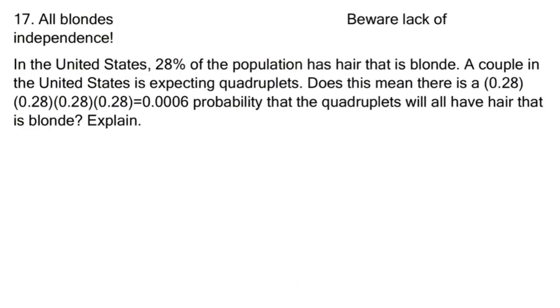One more. This is just a conceptual question, a good one to pause and read, and basically you're just saying yes or no if this makes sense. In the United States, 28% of the population has hair that is blonde. A couple in the United States is expecting quadruplets. Does this mean there is a 0.28 times 0.28 times 0.28 times 0.28 probability that the quadruplets will all have hair that is blonde? Explain.